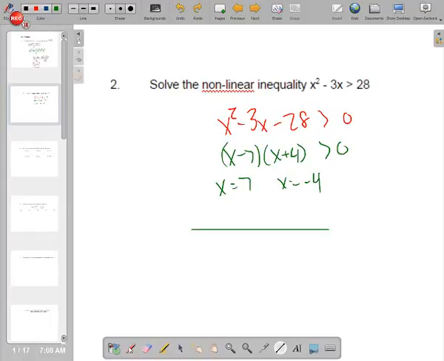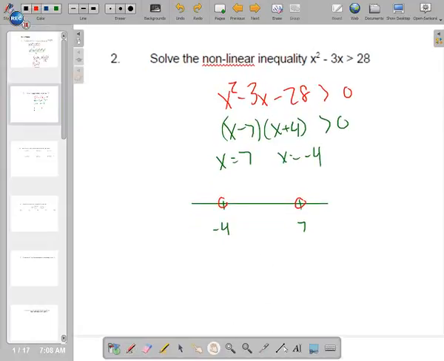So I'm going to draw my number line, and I'm going to put negative 4, and I'm going to put positive 7. And first thing, does 7 actually satisfy this inequality? If I plug in 7, then I'm going to get 0, and 0 times whatever is 0. So is 0 greater than 0? The answer to that is no. It is an open circle. If this was a greater than or equal to, these would be closed circles.